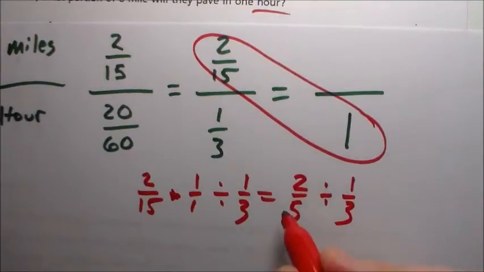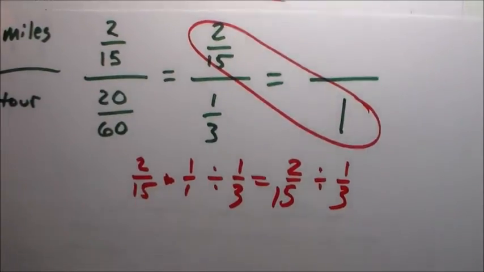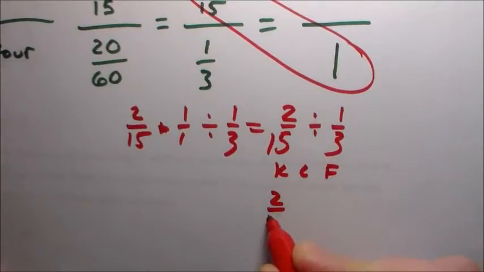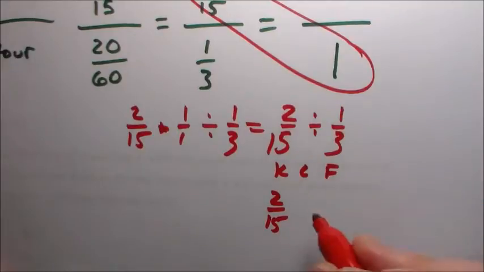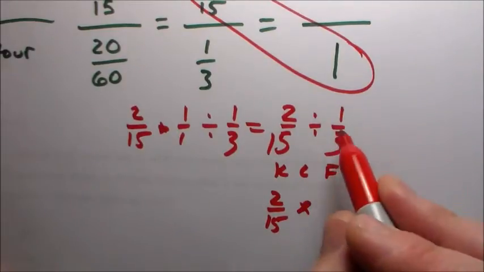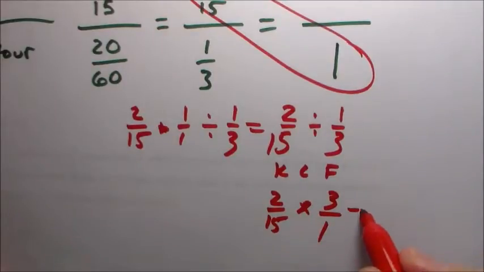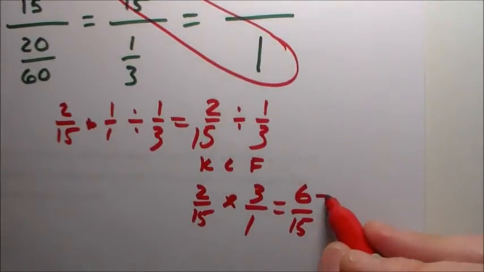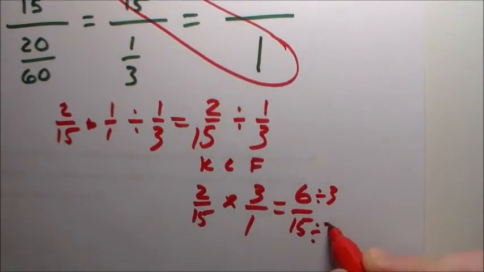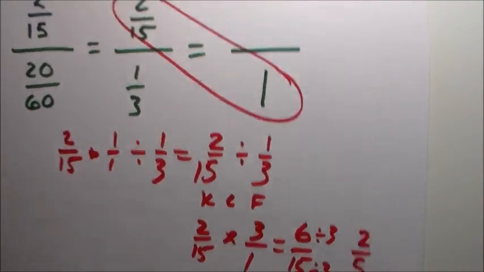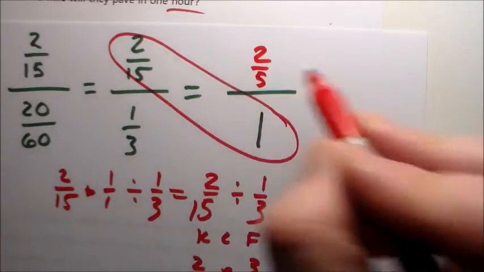How do we do 2/15 divided by 1/3? Well, if you remember, we just keep, change, flip, right? So that's 2/15, we keep it. We change division to multiplication, and we flip 1/3 to 3 over 1. What do we get? 2 times 3 is 6. 15 times 1 is 15. And if we simplify, dividing the numerator and the denominator by 3, we're going to get 2/5. So there we go. 2/5 is going to be our answer.